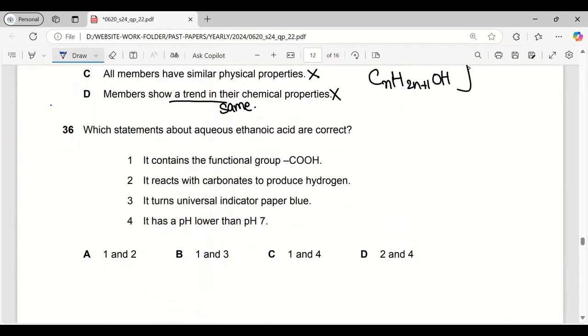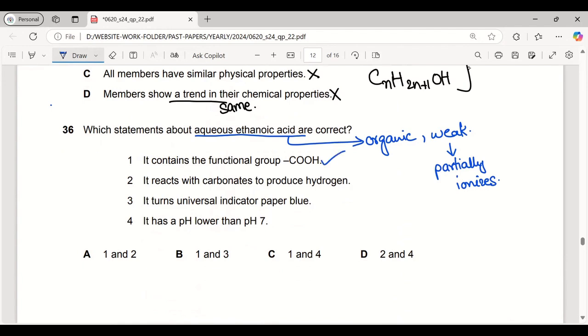Question 36. Which statements about aqueous ethanoic acid are correct? Now, ethanoic acid is an organic acid, which makes it weak. It's a weak acid, so it dissociates partially. It partially ionizes in water. So it contains the functional group COOH. That's correct because ethanoic acid is a carboxylic acid and it has COOH.